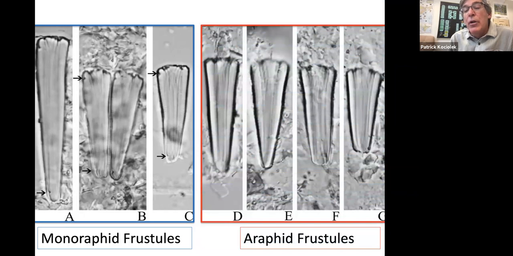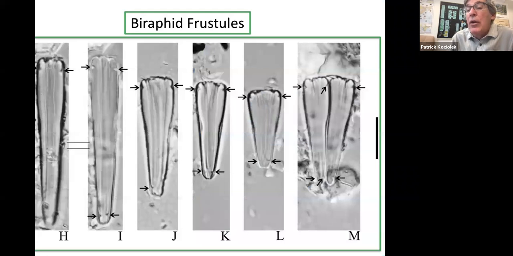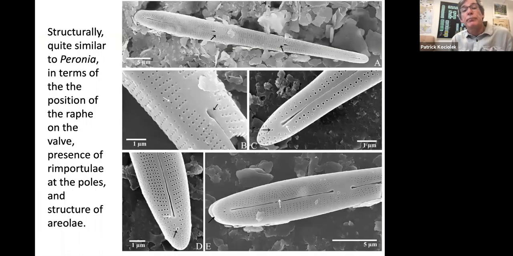But then we started to look at other valves, and here is a frustule, and this has no terminal nodules. There are no raphid systems on this frustule. And there are others that are biraphid. So again, just by looking at whether they have terminal nodules, we can understand whether they have a raphid system, and we can find out that this diatom is able to produce monoraphid, araphid, and biraphid frustules.